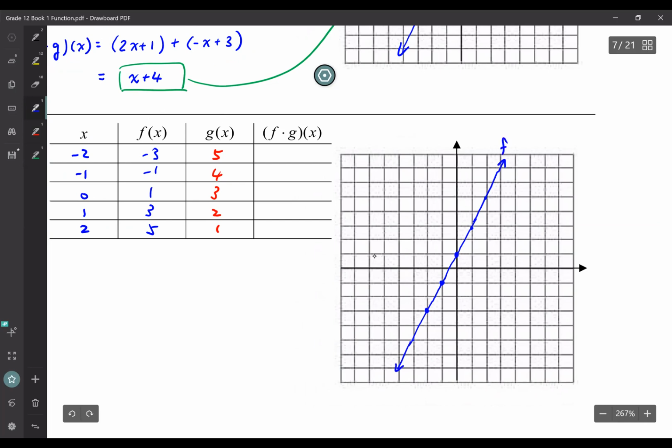So this is f. Okay, and then g is the red one, -2, 5, -1, 4, and then so on, right? Once you see the pattern, you can go faster.